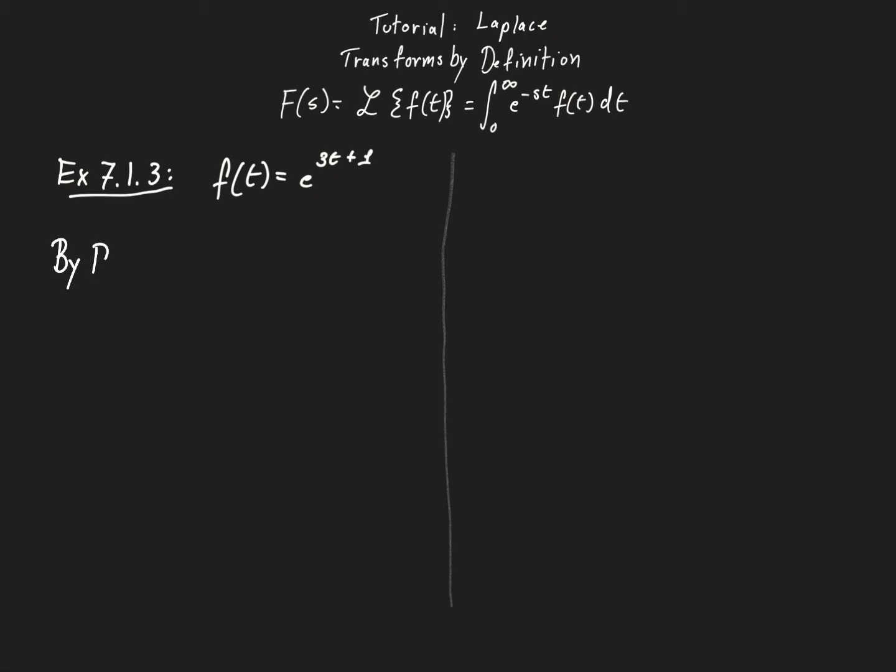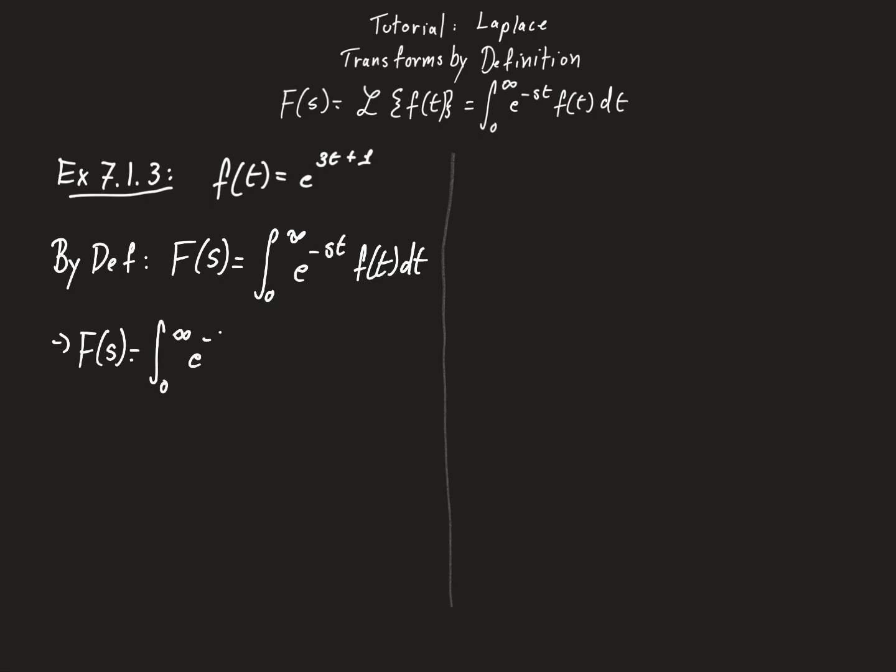So we write that by definition, we know that F of s is going to be equal to the integral from 0 to infinity of e to the negative st times f of t dt. So now we're going to plug in the value of f of t to get that F of s is equal to the integral from 0 to infinity of e to the negative st times e to the 3t plus 1 dt.